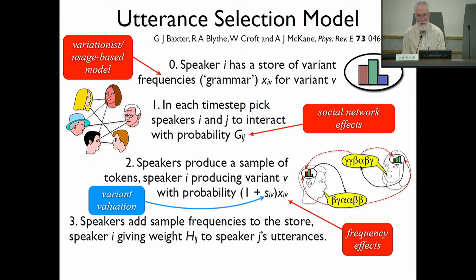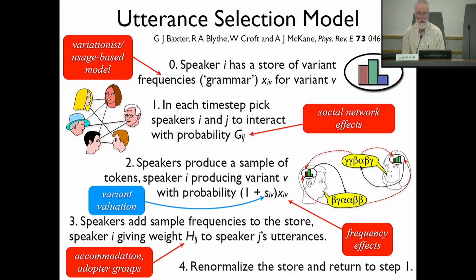The speakers produce these tokens, so the listeners hear those tokens, and of course the speakers hear their own tokens, so that's also happening. Speakers add sample frequencies to the store, with speaker I giving weight H_IJ to speaker J's utterances. That's accommodation or adopter groups.